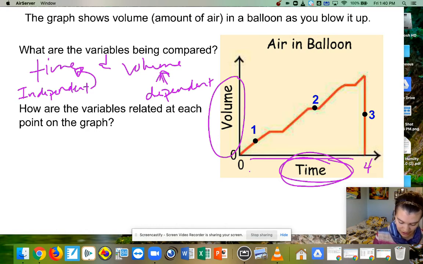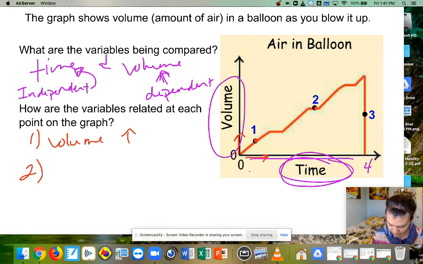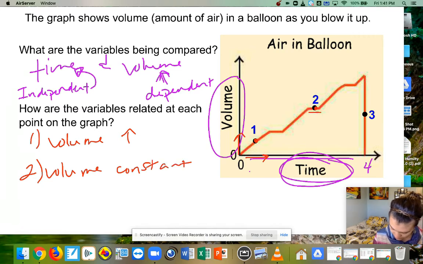So now we want to look at points 1, 2, 3 on this graph and figure out what's happening at each point. So you look here at 1. Well, it looks like as time is increasing, our volume is also increasing. So the volume is increasing or going up. Now at 2, if we look at this chunk right there, as time's increasing, the volume's not doing anything, it's just staying constant. So your volume is constant or the same. And then here at 3, we have this huge drastic drop, so the volume's going down to 0.